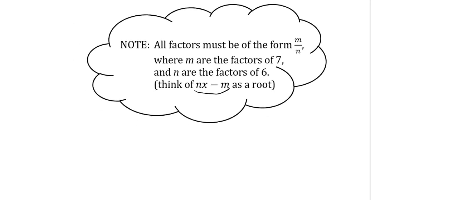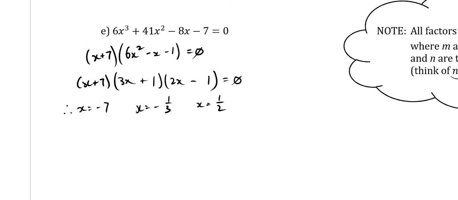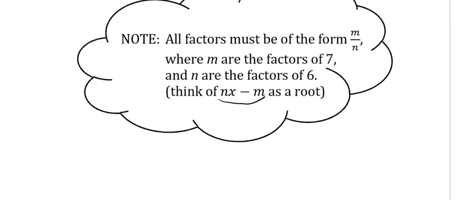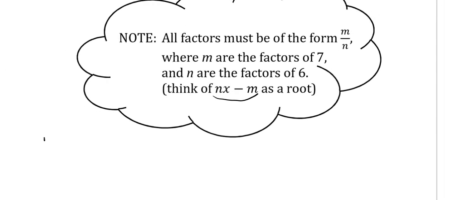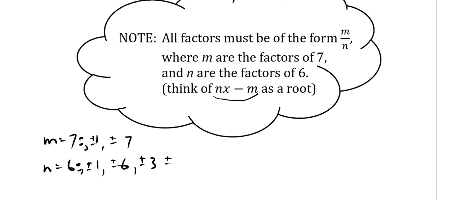And you can think of nx minus m as a root. Now the positives and negatives, you've got to try both, so we don't worry about that. But you think about these brackets. So what would the list be in this case? If m is 7 and n is 6, well, the factors of 7 are plus or minus 1 and plus or minus 7. And the factors of 6, plus or minus 1, plus or minus 6, plus or minus 3, plus or minus 2, and all the combinations of those.